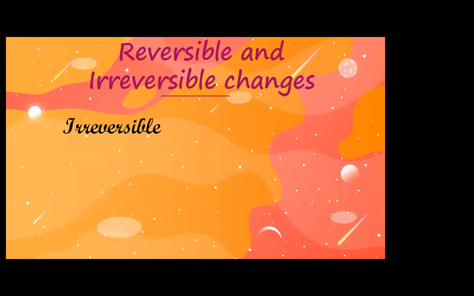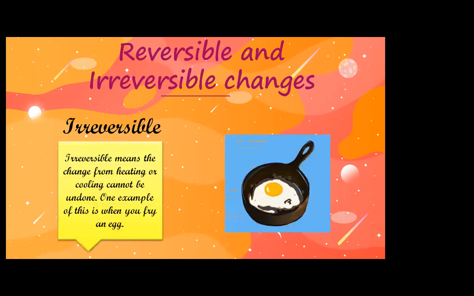Then comes the irreversible changes. Irreversible means the change from heating or cooling cannot be undone. Once it's done, it cannot be undone. One example of this is when you fry an egg. If you give it a certain cold temperature or you keep it in a cool place, even then you are not going to get it back into its previous state. Now, we are going to listen to a song related to reversible and irreversible changes.